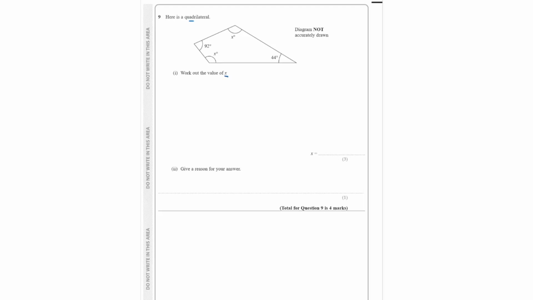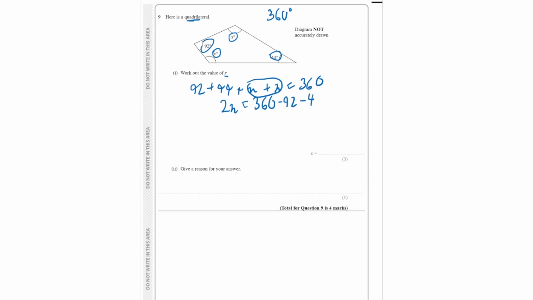Now we know that the sum of all the interior angles in a quadrilateral with 4 sides is 360 degrees. And we can see here that some values are missing, which is x and x. Since we have the other values, we can find this out as 92 plus 44 plus x plus x is equal to 360. Now we can simplify this further by combining the x into 2x, and we can bring 92 and 44 to the other side. So this is equal to 360 minus 92 minus 44.